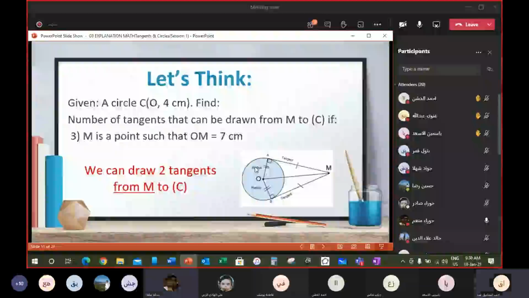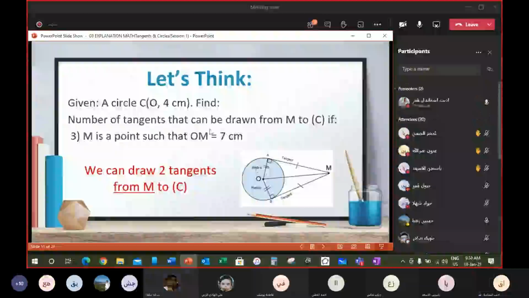Now let's make a summary of what we covered. From a point on the circle, how many tangents can we draw? One and only one. You can take notes. From a point on the circle, one and only one tangent can be drawn through this point to the circle. Now from a point inside the circle, how many tangents? No tangent.